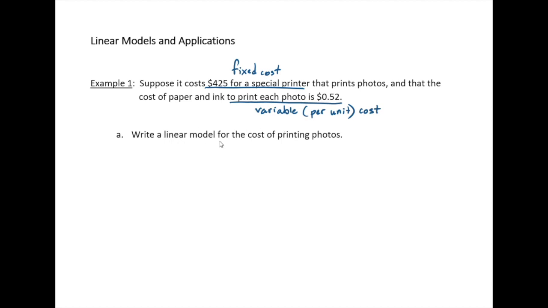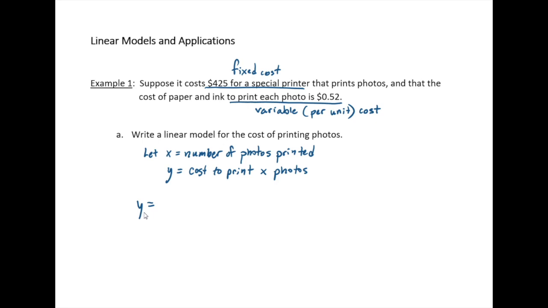When we write a linear model for the cost of printing photos, we'll be writing the equation of a line, and we'll use x for the number of photos to be printed and y for the cost of printing those photos. Whenever you're writing a model for an application, you should always define the variables. What do these represent in terms of the application? You could use other variables for these, like c for cost. X is pretty typical for the quantity or the number of something. But we'll use y and x, so this will look similar to the equations of lines that we've worked with so far. So let's start this equation with y, the total cost, on the left.